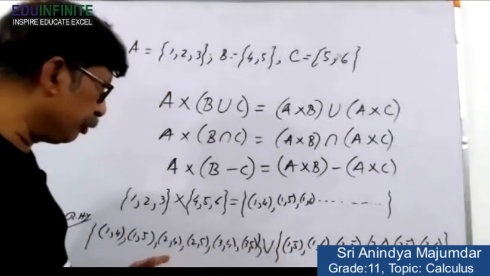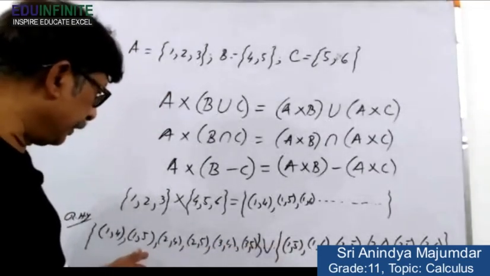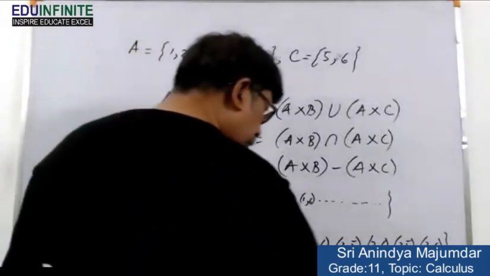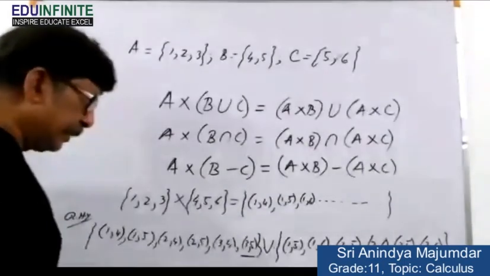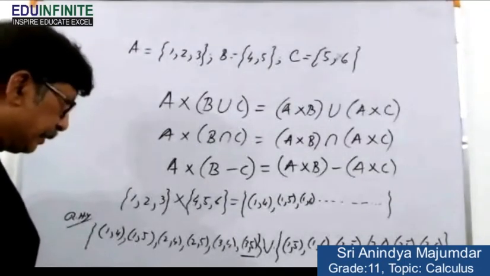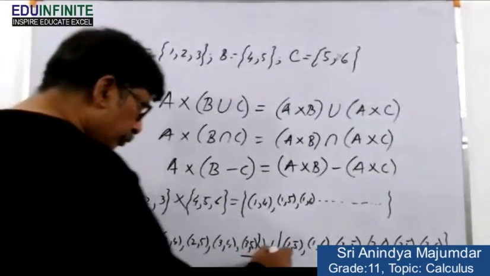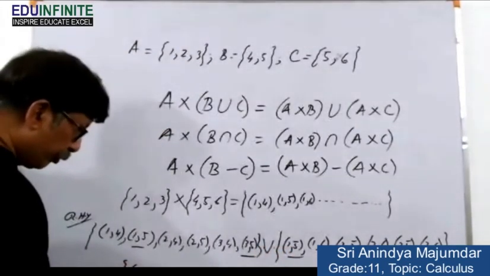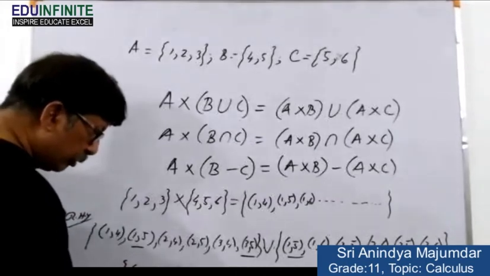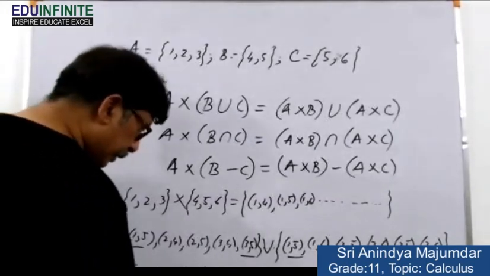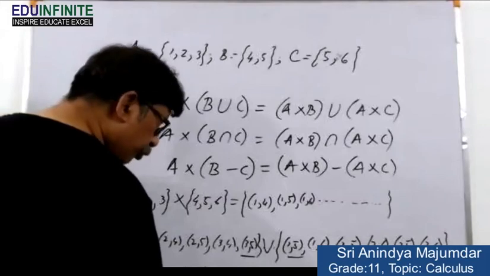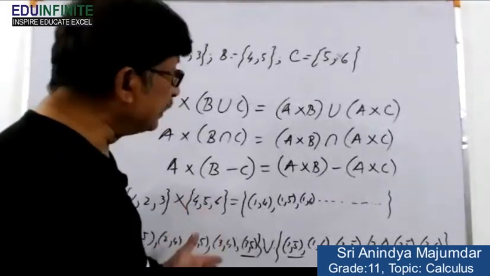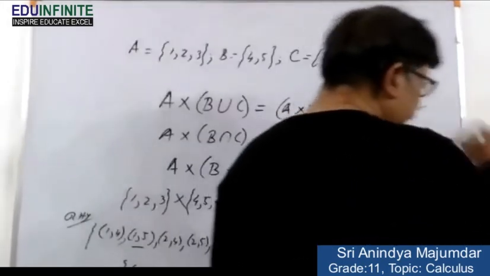There are certain elements which are common. 3, 5 is common. Another thing, 1, 5 is common. And if you don't repeat them, it is 1, 4, 1, 5, 1, 6, 2, 4, 2, 5, 2, 6, and 3, 4, 3, 5, 3, 6. Exactly the same. So this is correct.